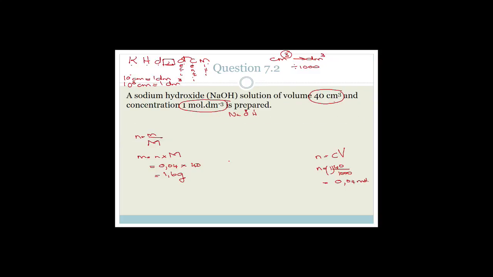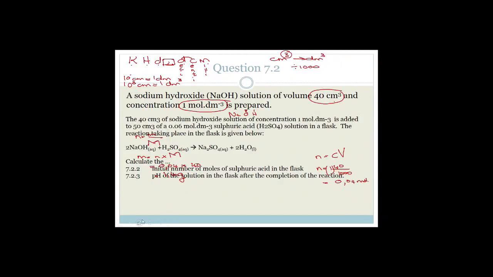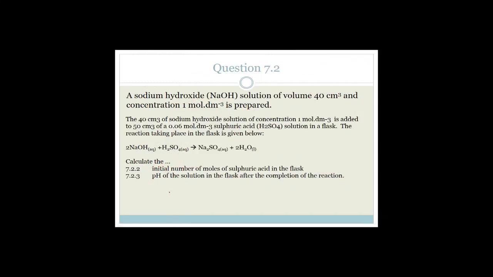Right, next they ask us a really long question, so we need to erase all our writing. Now it says 40 cubic centimeters of sodium hydroxide solution of concentration 1 mole per decimeter cubed is added to 50 cubic centimeters of 0.06 moles per decimeter cubed of sulfuric acid. The reaction taking place in the flask is given below. So what are we doing? We're titrating. We've got a base, sodium hydroxide, and an acid, sulfuric acid.